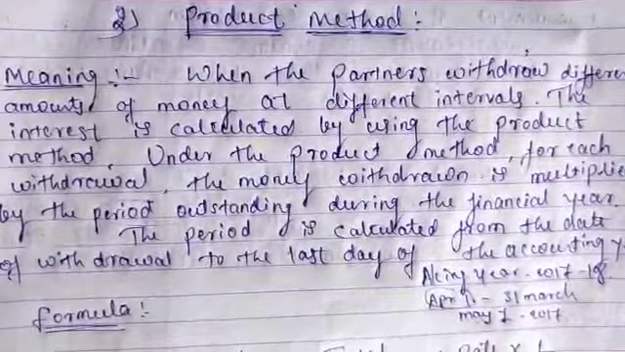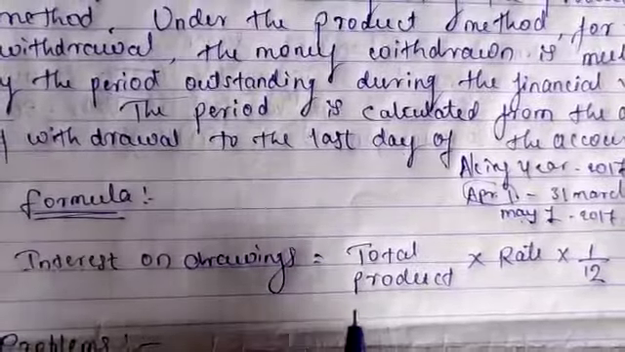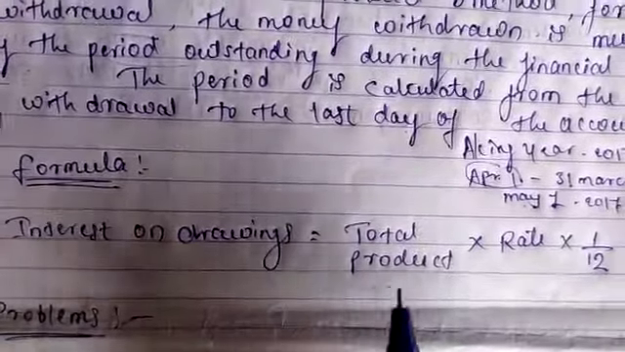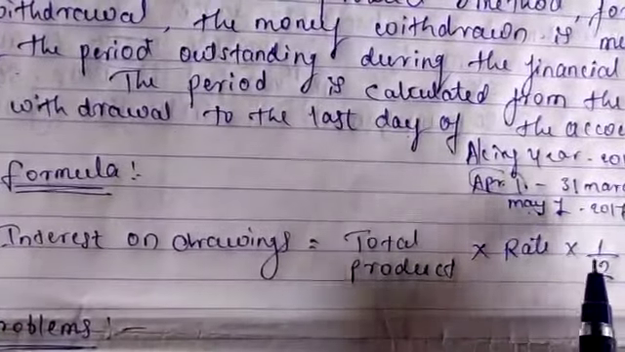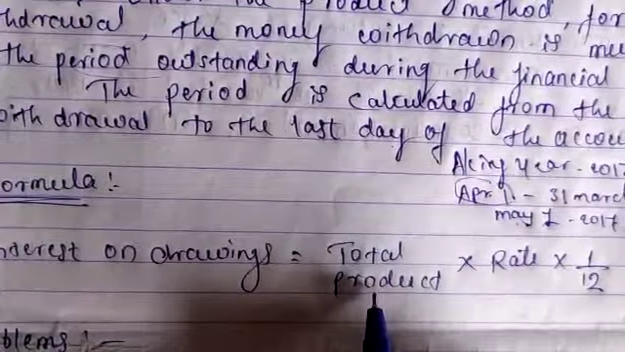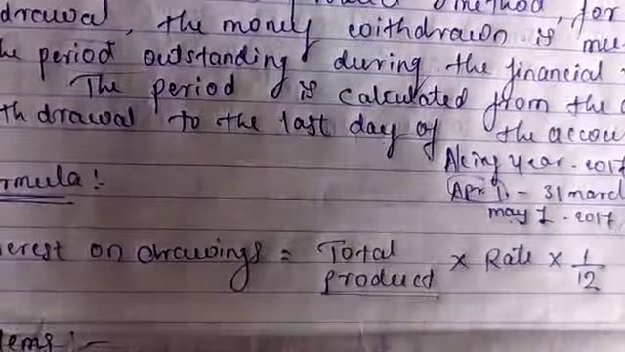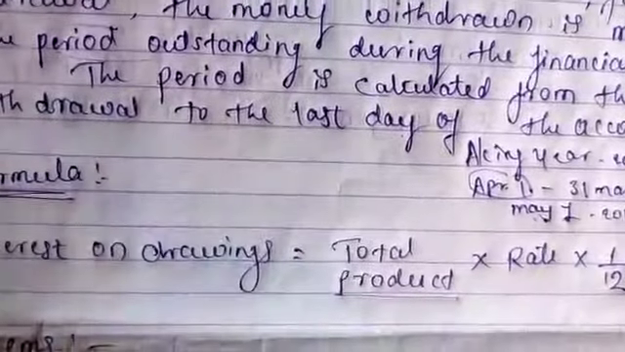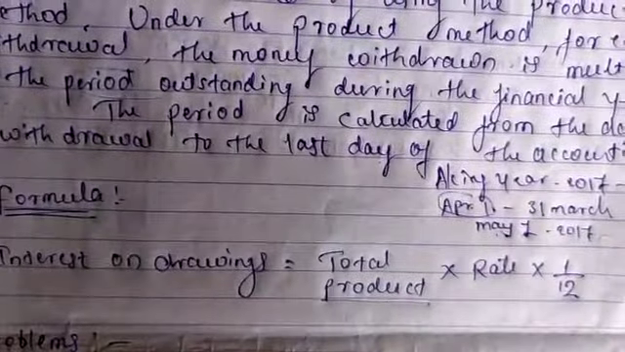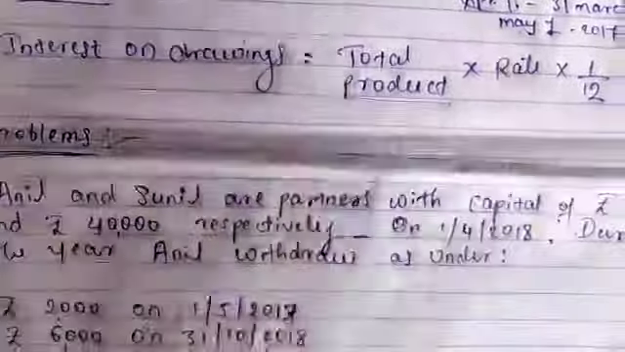Next, interest on drawings. The formula to calculate the interest on drawings: interest on drawings is equal to total product into rate into 1 divided by 12. The total product is not given in the problem. We have to find that out by taking one simple table from the problem. The rate is given in the problem, and it is as it is, 1 divided by 12. So we have to find the interest on drawings by using this formula.